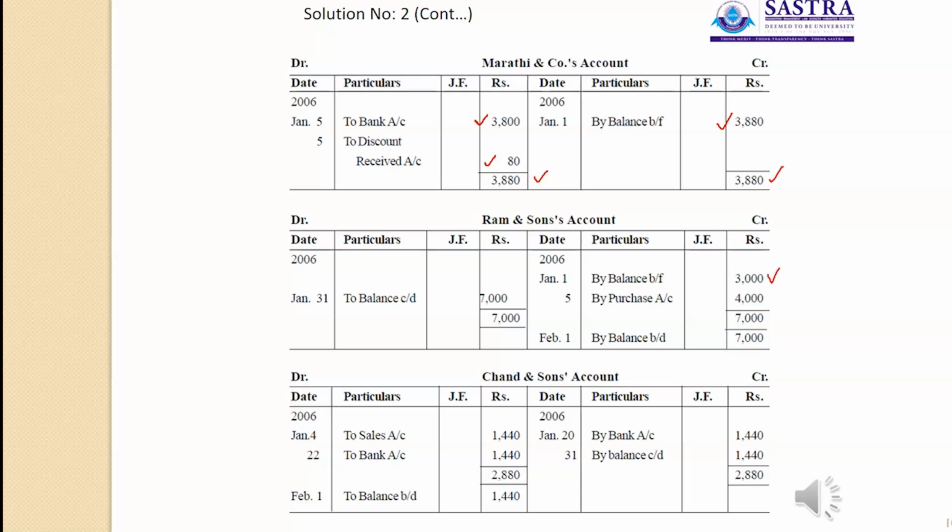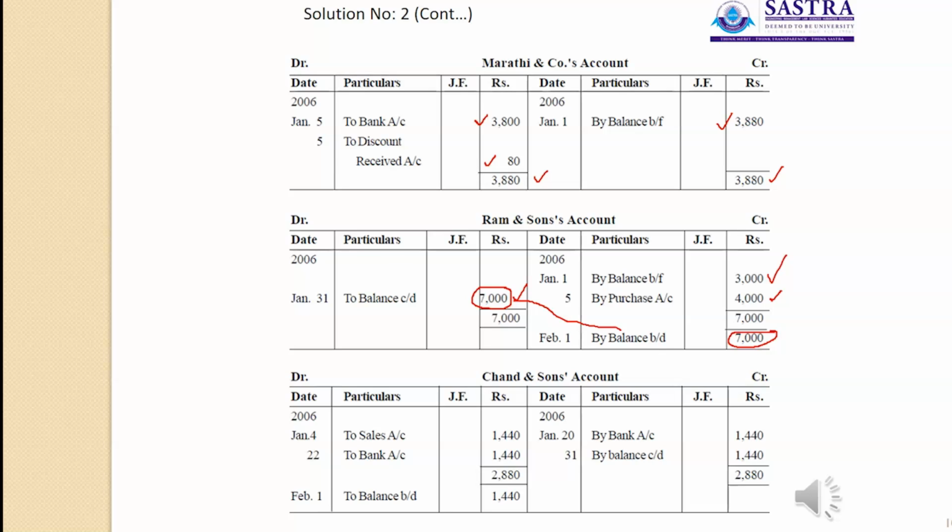Then next account is Raman Sons account. Raman Sons account, by balance brought down rupees 3,000. Again we purchased on credit rupees 4,000 in the month of January 5th. So the total amount payable is 7,000. So the liability, the creditors of Raman Sons, the amount payable to Raman Sons is rupees 7,000. In the month of January 31st, again February 1st, the amount carried forward, by balance brought down rupees 7,000.